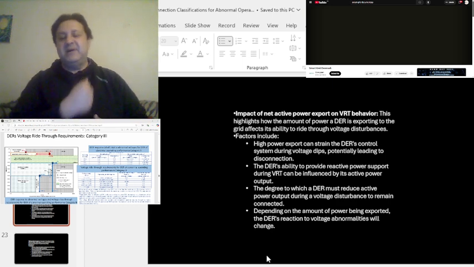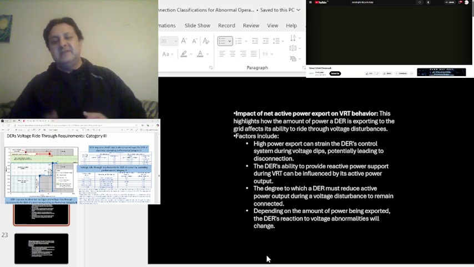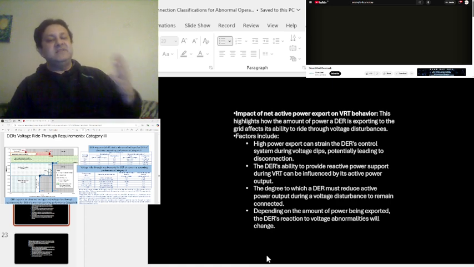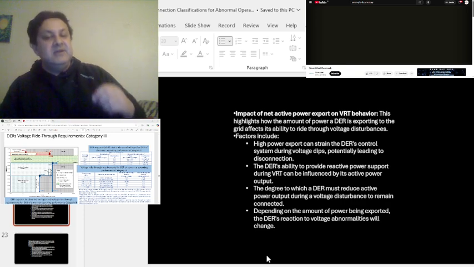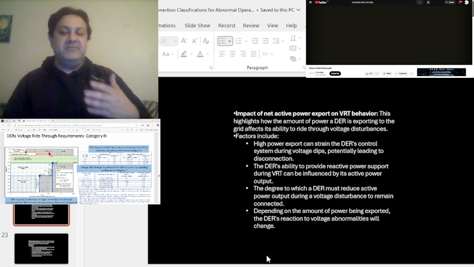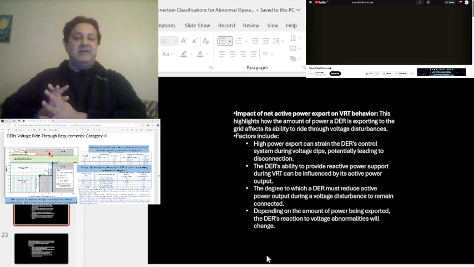One is that high power export can strain the DER's control system during voltage dips, potentially leading to disconnection. Because if there is a high power export, that can strain the DER's control. Number two is the DER's ability to provide reactive power support during VRT can be influenced by its active power output.